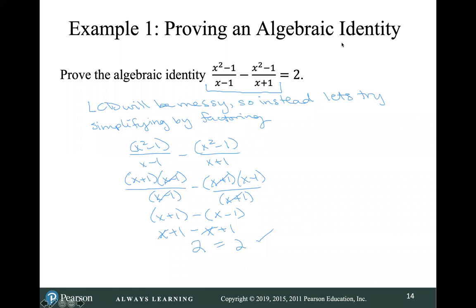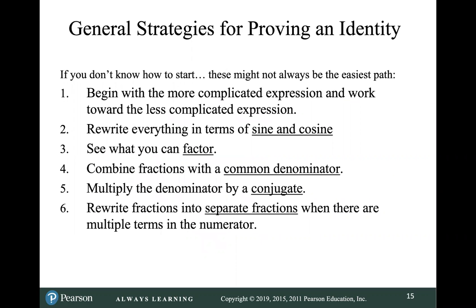Okay, so let's take a look at some of the rules that we used and some of the rules that will be helpful for our future proofs. If you don't know how to start, and again, a lot of these proofs, just like with using trigonometric identities, it's just going to take practice. It's going to take a little bit of grunt work. Try something. If it doesn't work, try something else.